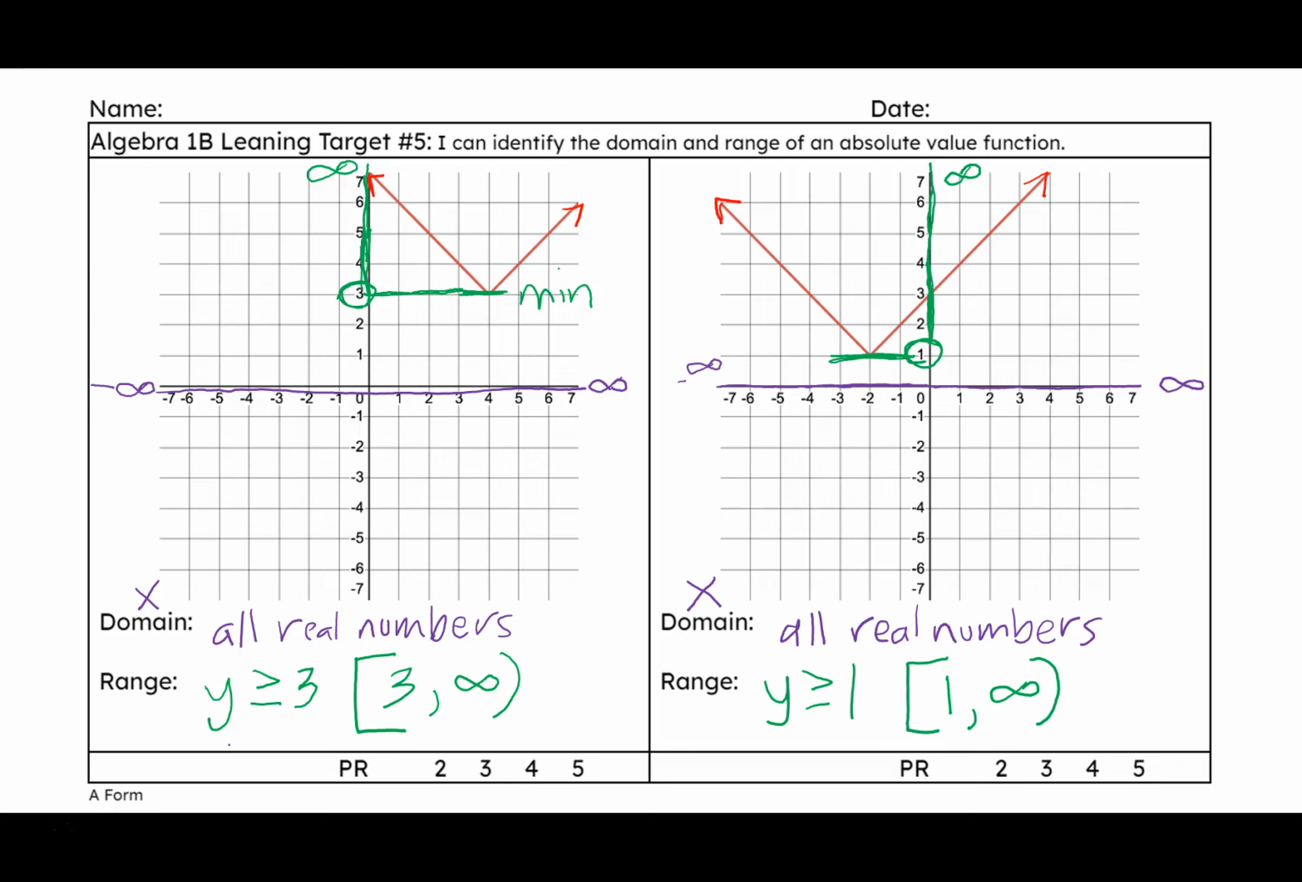Now, if your absolute value function is pointing downwards instead, in that case, you would have a maximum, and your top value would be on this one instead, and it would keep going down to negative infinity for your first number here. But I think these ones are all going to be positive.